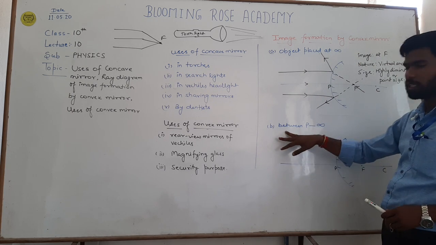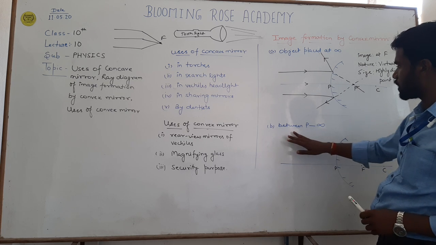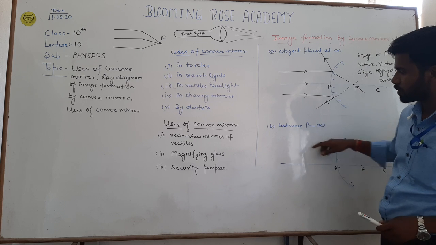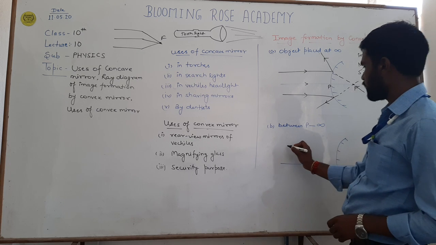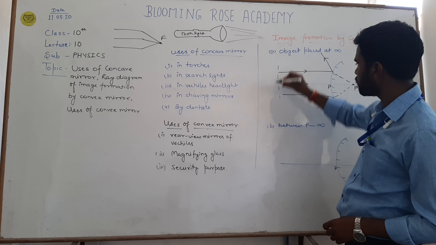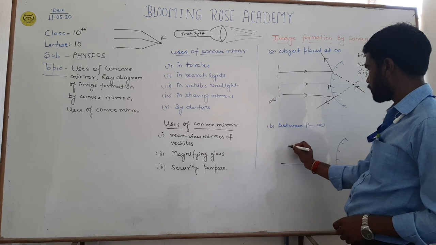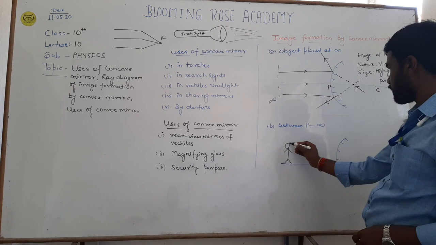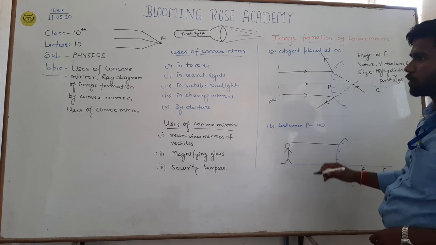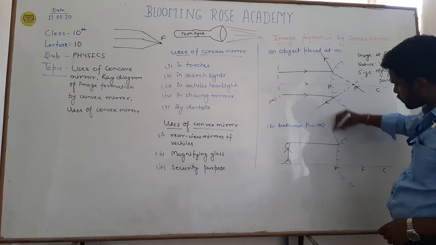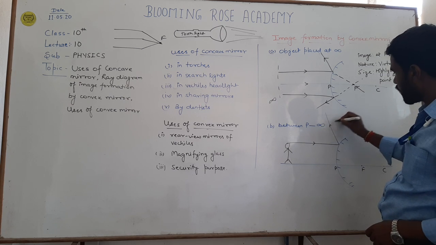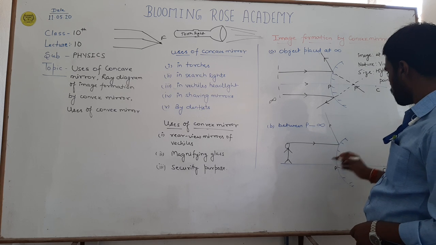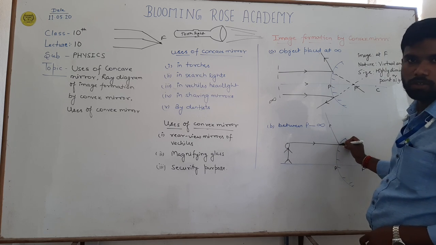The other possibility is when we place an object between the pole and infinity. This position is the pole and here is infinity. When we place an object here, and a parallel beam of rays comes from it, it will diverge here, and after divergence it will go in another direction according to the laws of reflection.